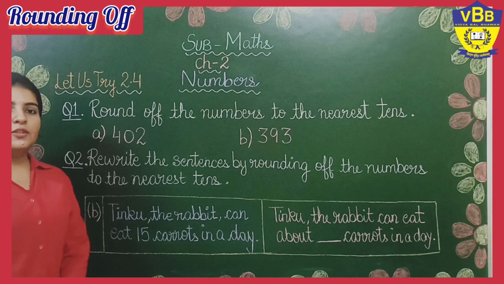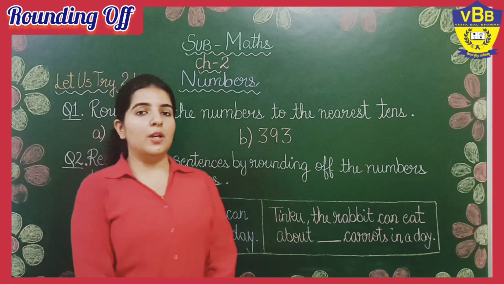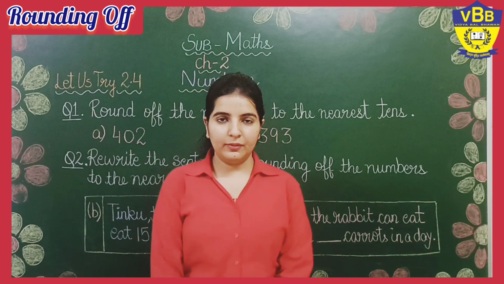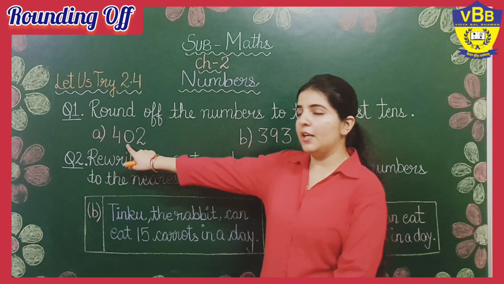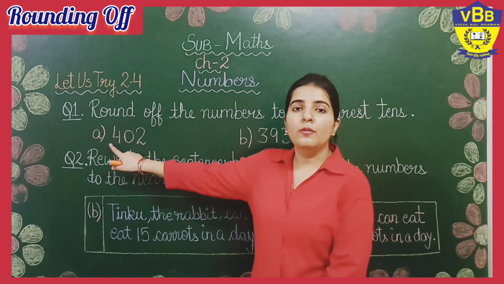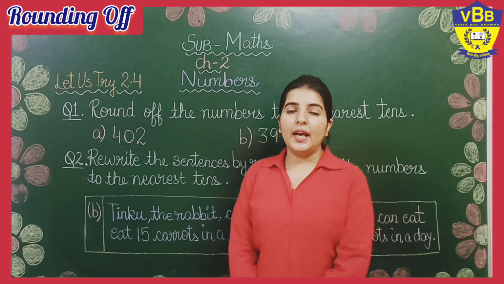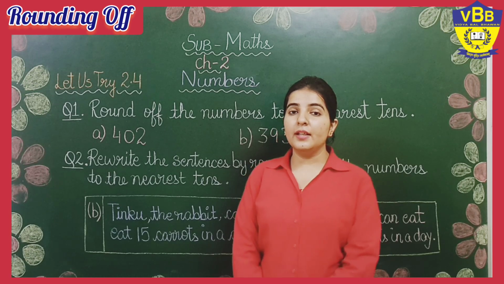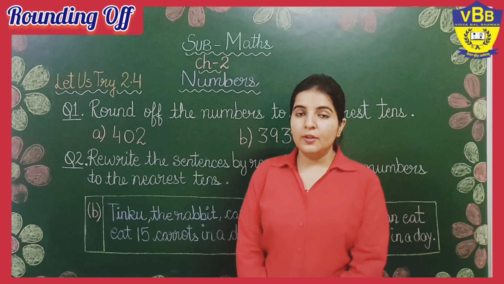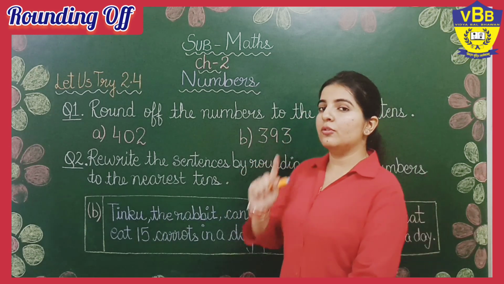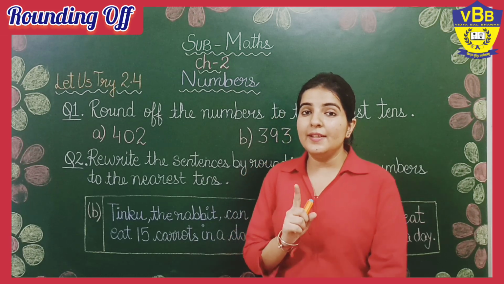Round off the numbers to the nearest tens. So we have to do rounding off numbers to the nearest tens. Fine everyone? So let us see the first part. First part is 402. What is the number? 402, and if you remember, I told you that first of all we have to find the place on which we have to round off the number. As in the question also it is mentioned, we have to round off the number to the nearest tens place.